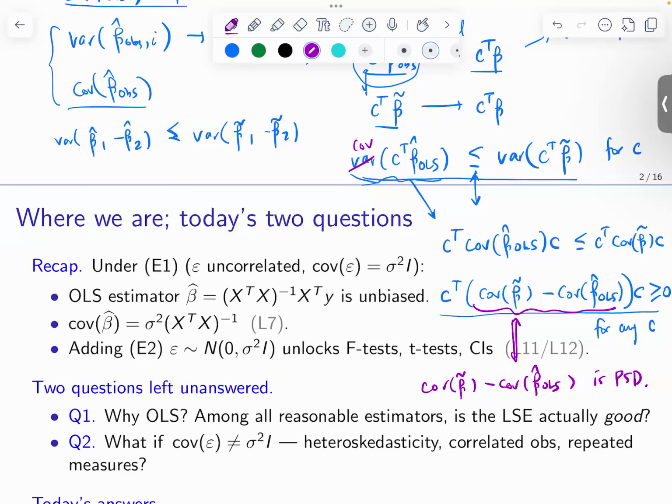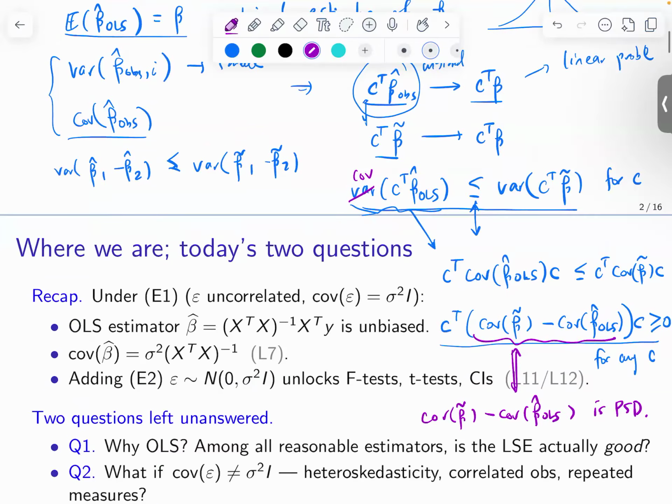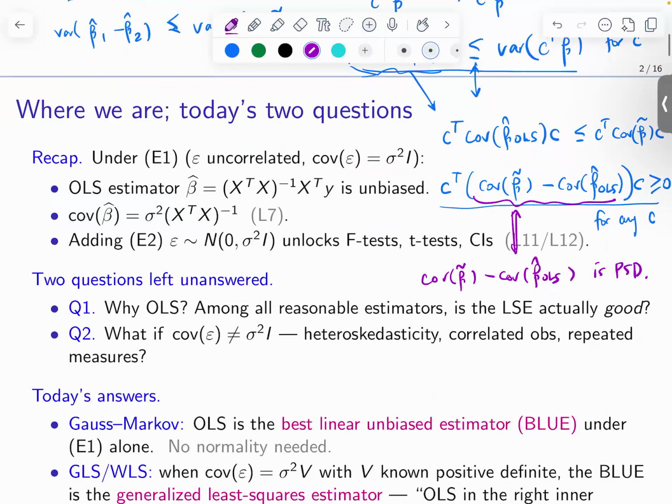Okay, so this statement is equivalent if you follow the chain of equivalence. This one doesn't have any C's in it anymore, so this is a clean way of stating this result. If I show that cov beta tilde minus cov beta hat OLS is PSD, then effectively I've shown that the variance of any linear probe of beta hat OLS is less than or equal to the variance of the corresponding probe of beta tilde. And this is usually written as cov beta tilde minus cov beta hat OLS bigger than or equal to 0, with the Loewner order notation, meaning positive semi-definite. Okay?